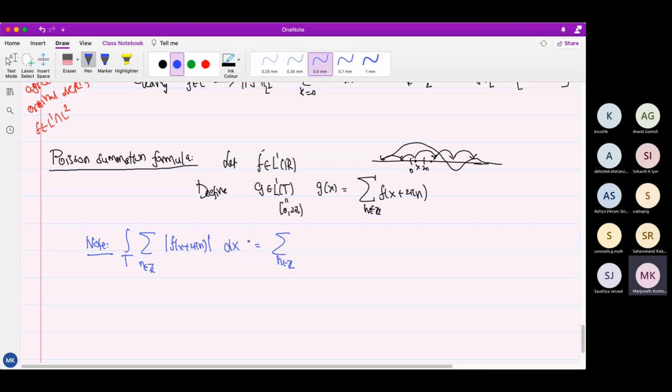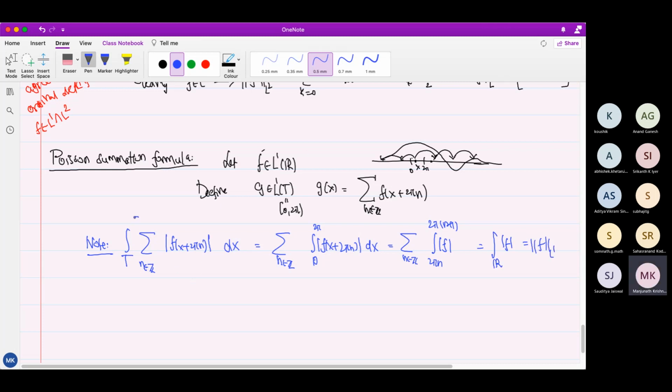I mean, everything is positive. I put the absolute value inside, so you can do it in either direction. So this is the integral from 0 to 2 pi of |f(x + 2 pi n)| dx, which is the same as the integral from 2 pi n to 2 pi n plus 1 of the absolute value of f. Right, that is just f of x plus 2 pi n going from 2 pi n to 2 pi n plus 1. So this is just the same as the integral over R of mod f, which is the L1 norm of f. So that is assumed to be finite.